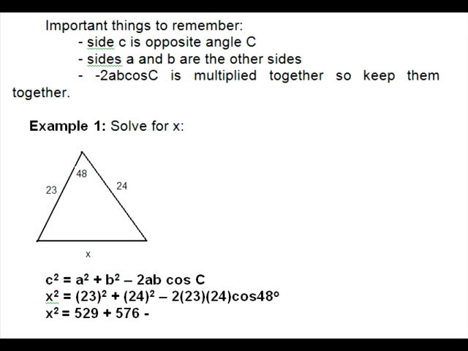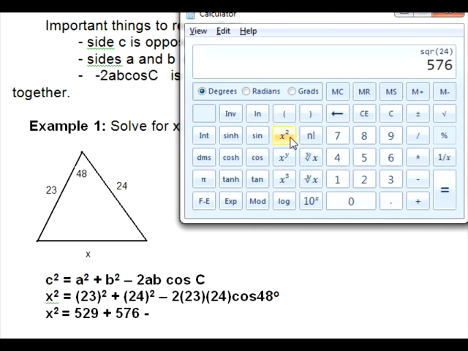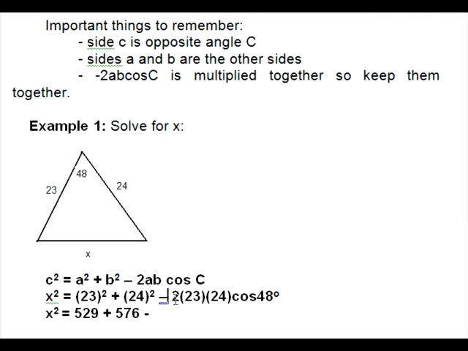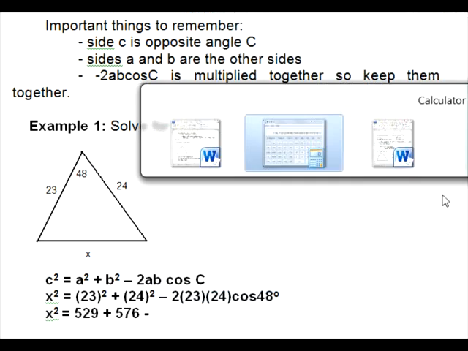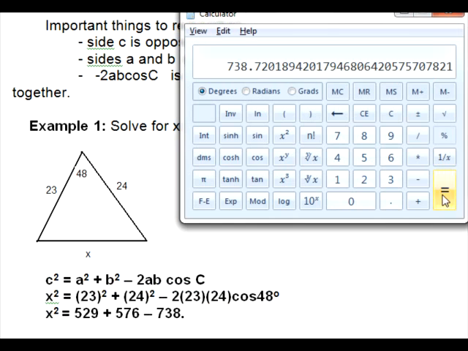And here's the tricky part. You can do this all in one step, but remember, this part right here that I'm highlighting is all connected. They're all combined by multiplying. So what I'm going to do is 2 times 23 times 24 times cosine of 48, in degrees, and it equals 738.7201. Now that probably went too quickly for people, so I'll do that one more time. 2 times 23 times 24 times 48 cos, and it equals.